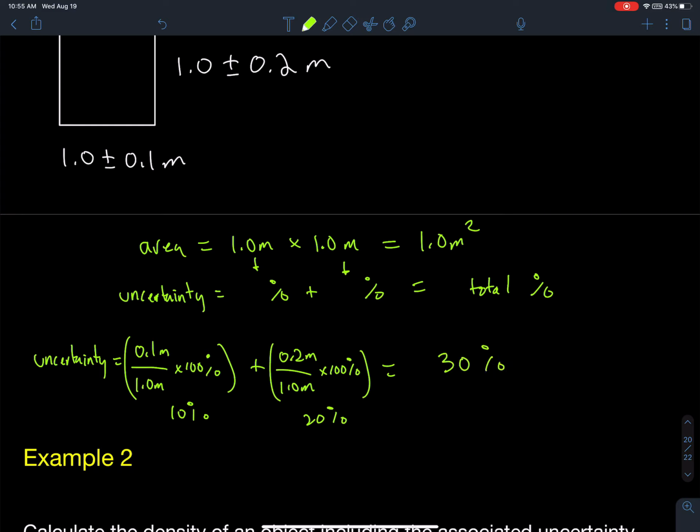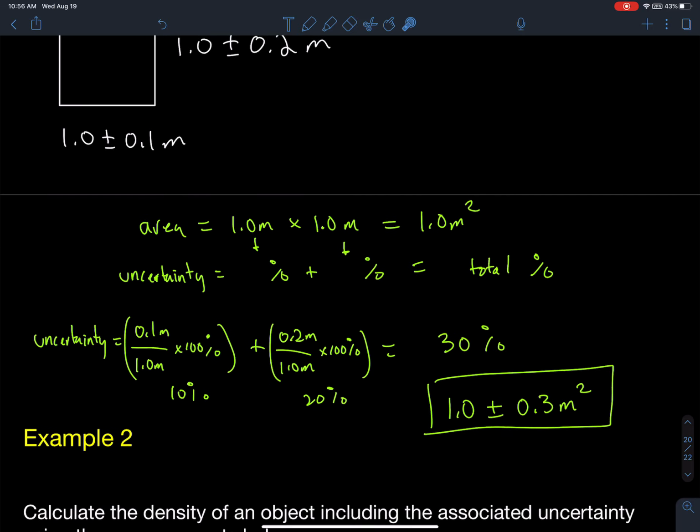Okay, so then I would take 30% and multiply it by my absolute value. What's 30% of 1 meter squared? That's going to be 0.3. So I would report it as 1.0 plus or minus 0.3 meters squared. Okay, that would be my final value here, because 30% of 1, 0.3 times 1, gives me my final absolute uncertainty there.